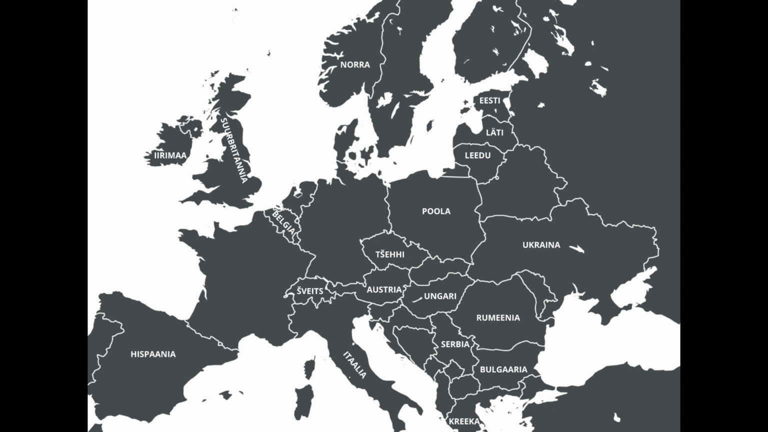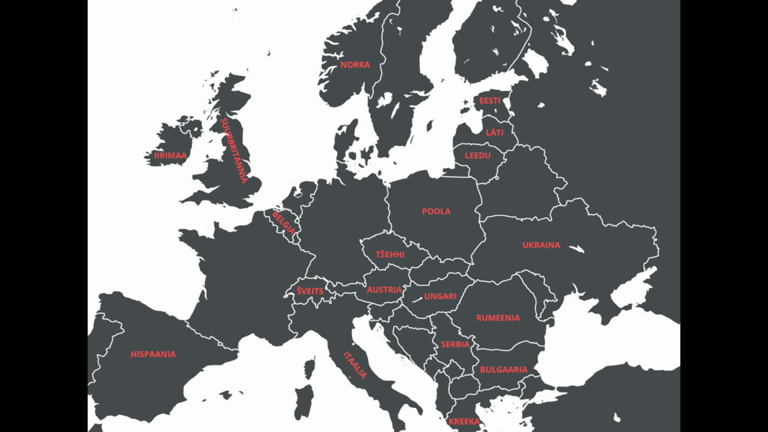As we cannot go through all the countries of the world, we will focus only on one region, which is Europe. So let's have a look at the map. Most of the country names are similar to the country names in many other languages, and therefore they are easy to remember. For example, Hispaania, Italia, Belgia, Ukraine, and many others.